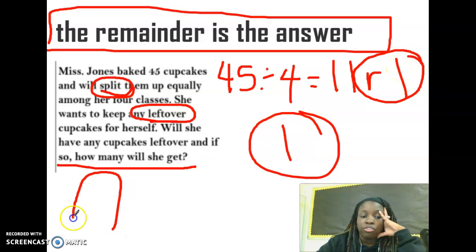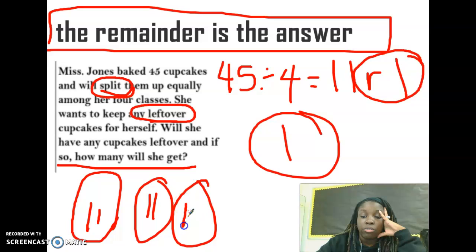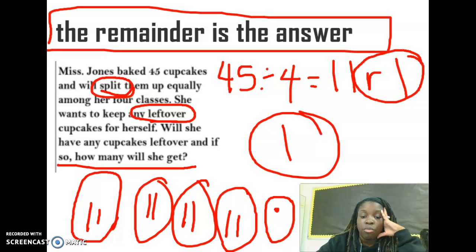Okay? If you wanted to draw this out, I know that if I put 11 in another class, she only has 4 classes. 11 in another class, 11 in another class, that's 44. And then there's 1 left over. So this isn't a class, but she'll get that leftover one.